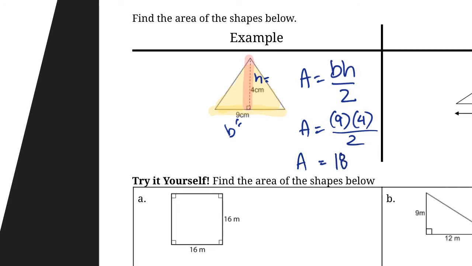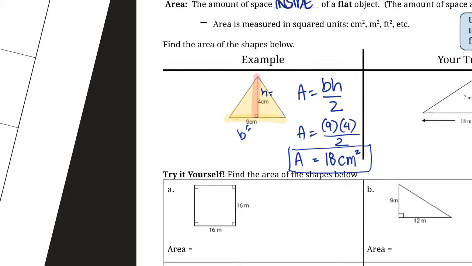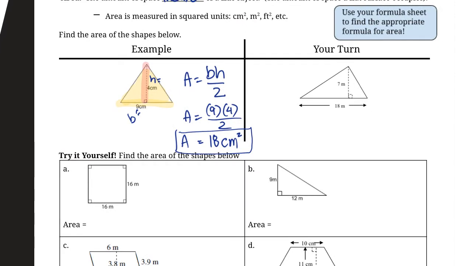And remember what we said? Whenever you have an area, the units are always centimeters squared, or whatever the units are, squared. So there we go. There's our area of the triangle. I want you to try this next one yourself. Pause the video here, try it yourself, unpause it to see the answer.